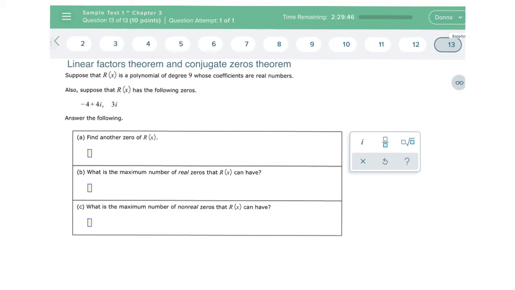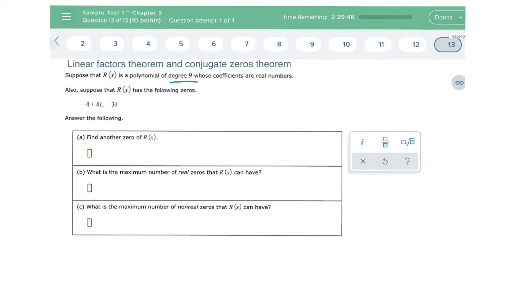Hi class, I'll be doing a movie on the last problem on the sample test 1. The topic title is Linear Factors and the Conjugate Zeros Theorem. In this example, they say suppose r of x is a polynomial of degree 9 whose coefficients are real numbers. Suppose it also has the following zeros, negative 4 plus 4i and 3i. Answer the following questions. The first question says find another zero.